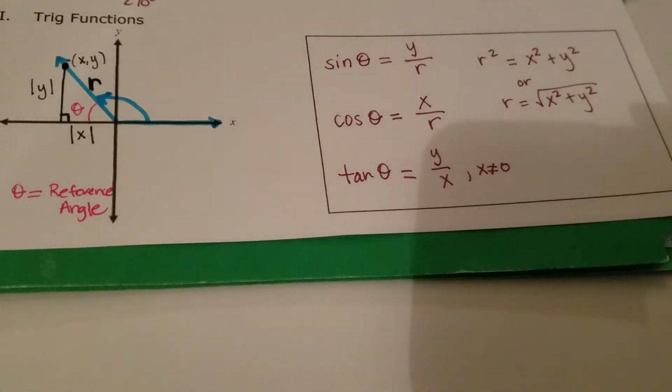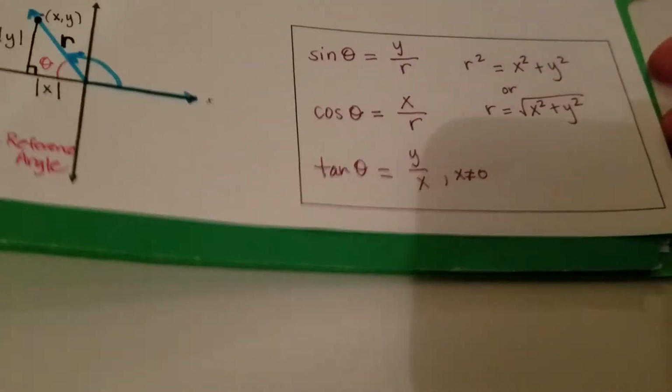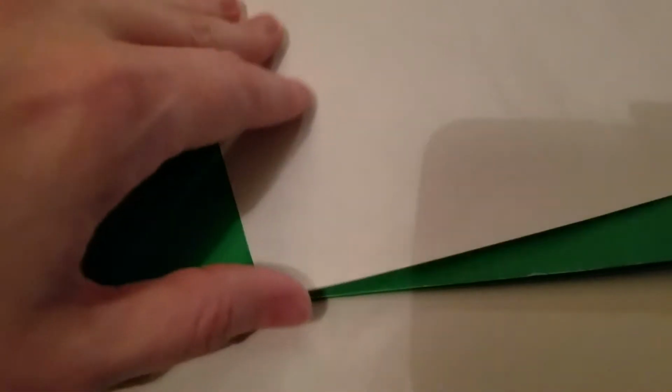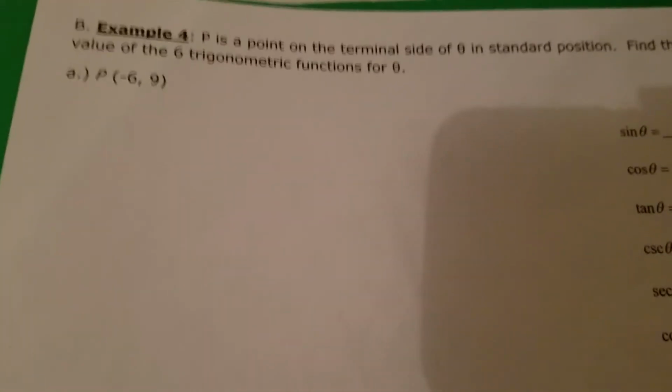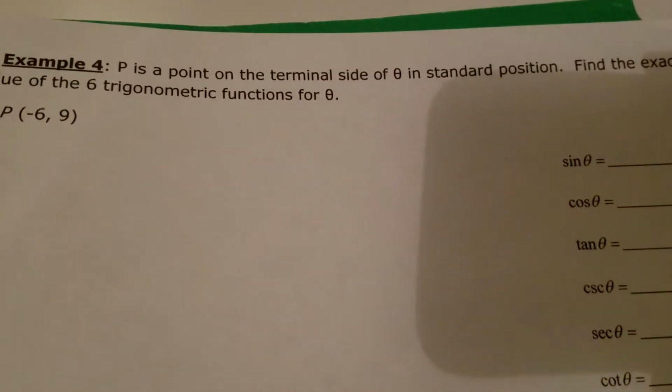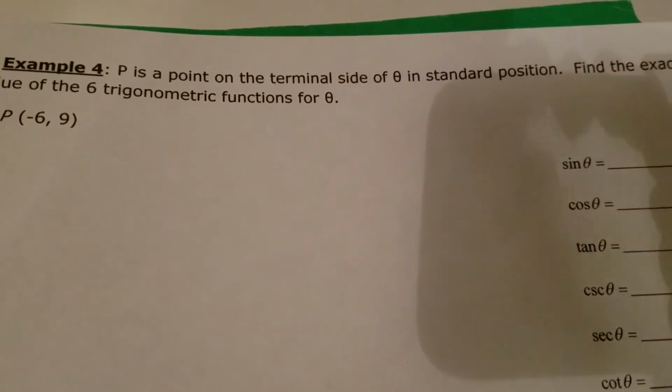Based on those definitions, we can go on to our next example. We're given a point that is on the terminal side of theta in the standard position. That's going to be just like the point we had in our picture before.